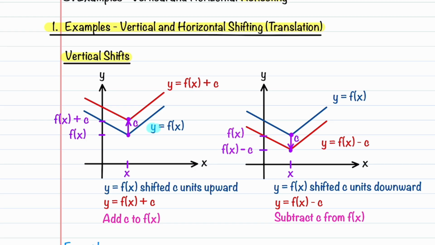Let's start with our graph y is equal to f of x. f of x plus c shifts the graph up by c units. When the graph shifts upward by c, we just add c to f of x. f of x minus c shifts the graph down by c units. When the graph shifts downward, we just subtract c units from f of x.